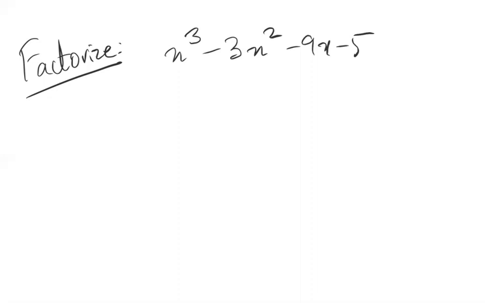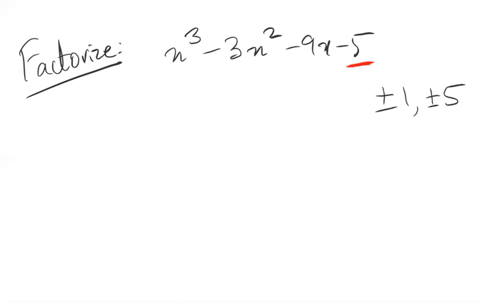Now the cubic question I will explain on the way. x cubed minus 3x squared minus 9x minus 5. Step 1, always look at the constant. What are factors of 5? +1 and -1, and then +5 and -5. Because it's a prime number, you only have two factors.